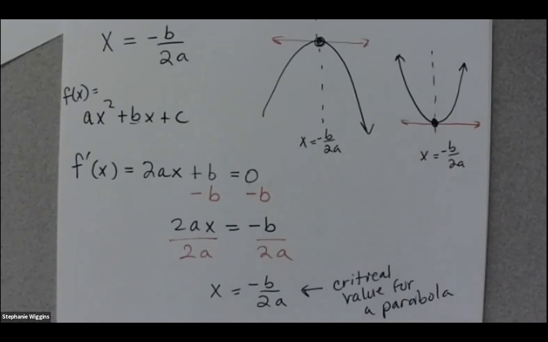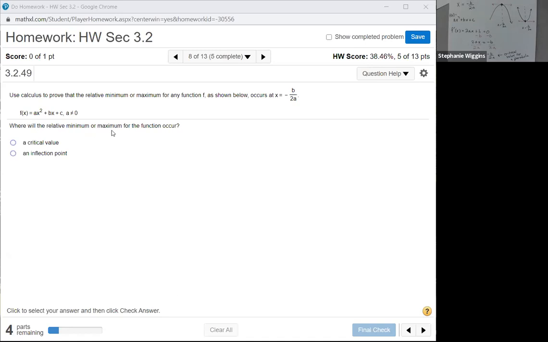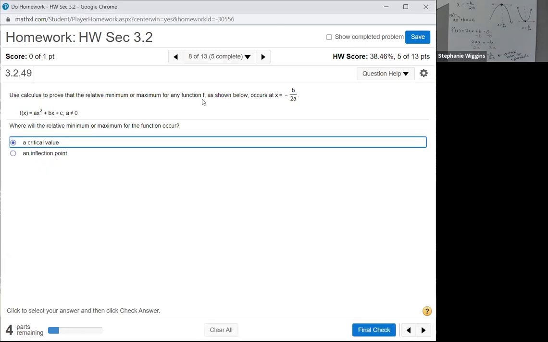What was your question? So if we take the derivative, like say it wasn't this one, it was just random numbers, but if we take the derivative of that and it gives me the answer that matches up with the one that was in the question, then you've done it. Exactly. Okay. So if you go back here, where will the relative minimum or maximum for the function occur? And it's a critical value because we're doing the first derivative. So if that didn't match up, that would be inflection point.